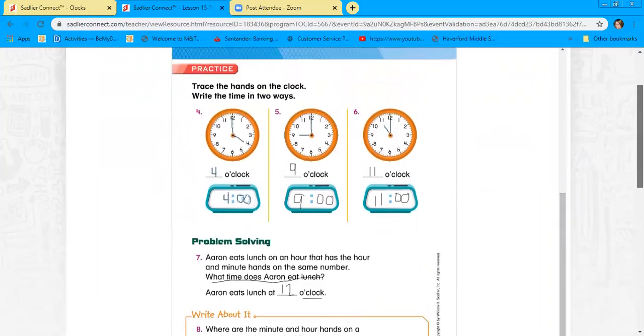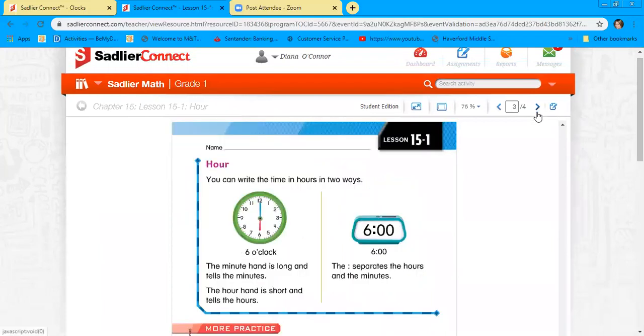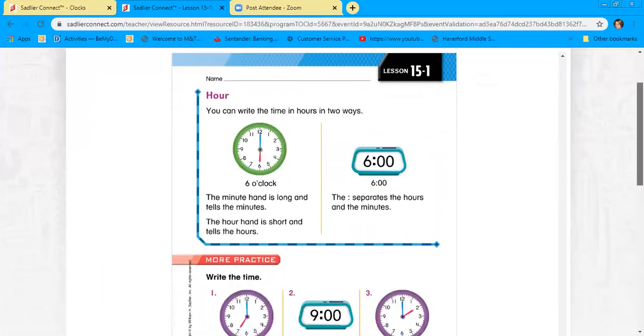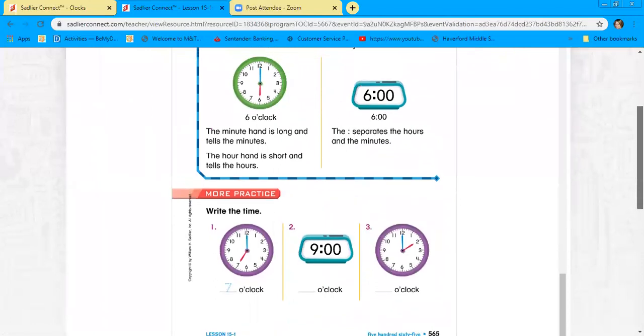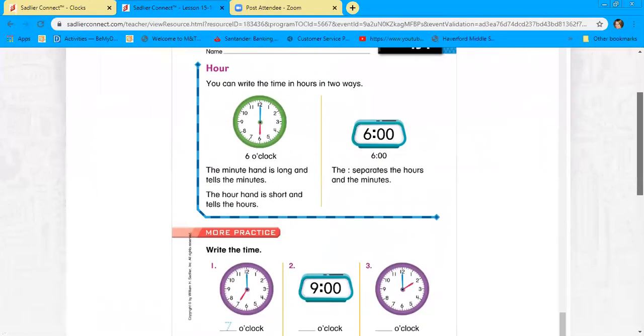I want you now on your own to go ahead and do the next 2 pages. So at this point, you're going to look right next to you on page 565. And at the top, they review a little bit, tell you again how you can look at that long minute hand, that short hour hand, knowing that the hour hand's on the 6, the minute hand's on the 12. Here's 6 o'clock. Your digital time, your hour is in the front of the 2 dots. And our 00 also telling me, because that colon separates the hours and the minutes, here's 6 o'clock.